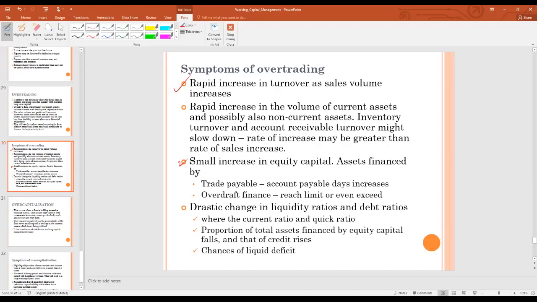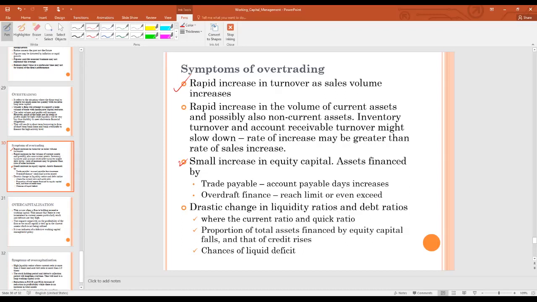Don't forget from the definition of the term itself, overtrading is a rapid increase in company sales to an extent that the company might not be able to sustain that increase. Those are the first two symptoms. However, as mentioned, now since the company has seen those high sales volumes, you don't have the long-term capital.